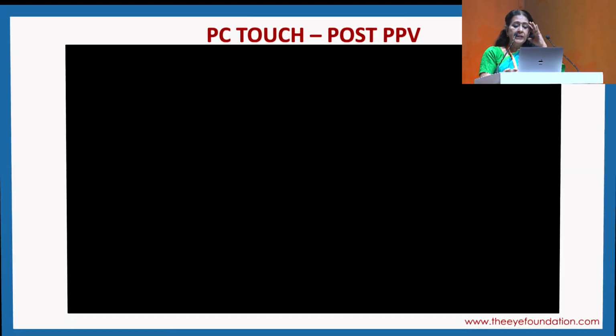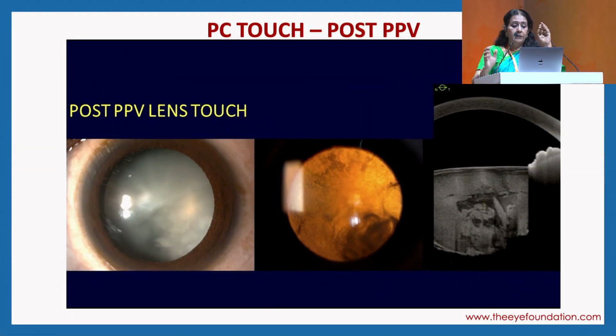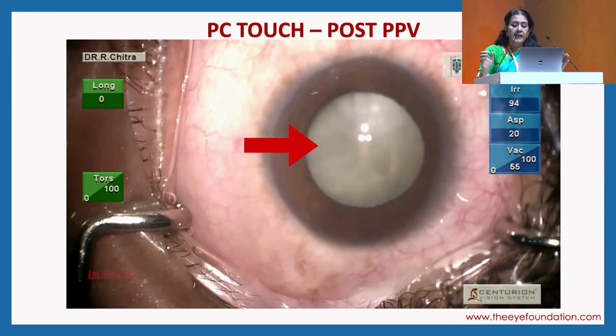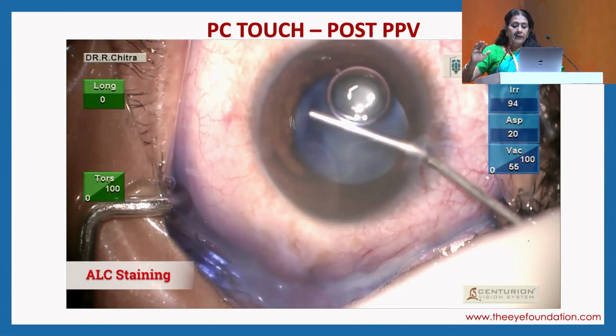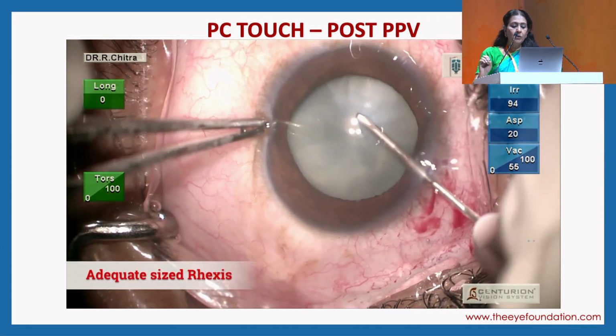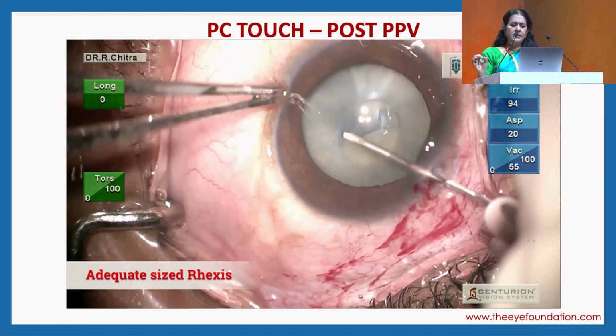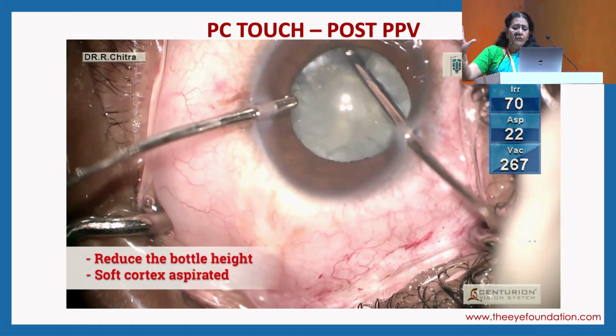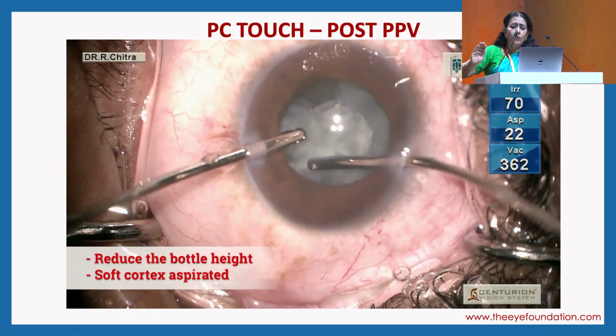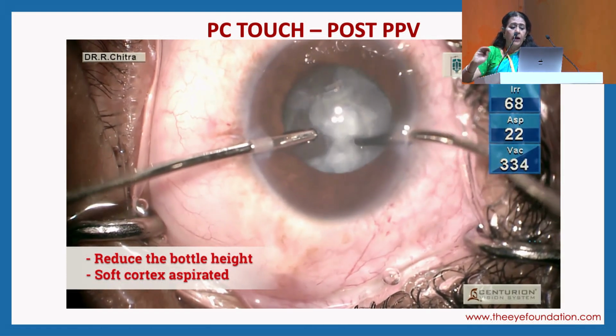Now, supposing it's a case of a PC, like you can see here, AIOS2025 is telling me that the PC is not to be relied on. So I again stain the anterior lens capsule. I make an adequate size rhexis. And here actually I see that this cataract is quite soft. I reduce the bottle height, and here I don't have to do much. I just aspirate with the IA itself.